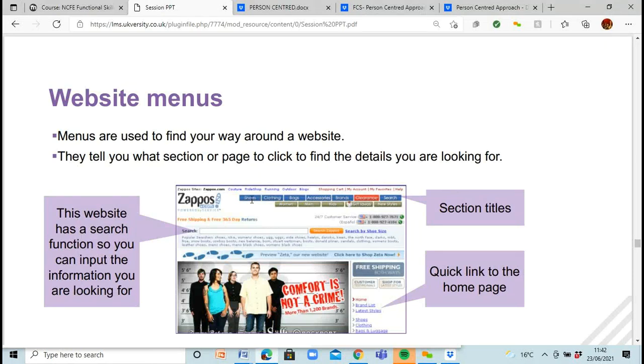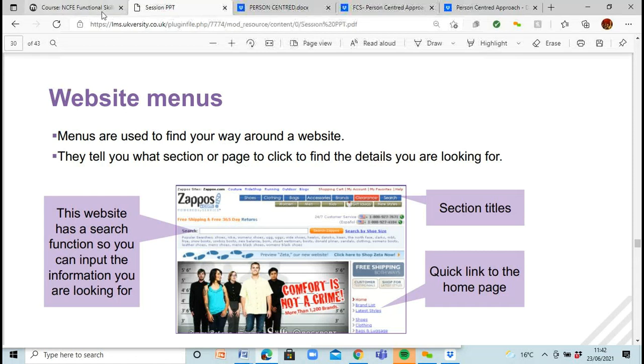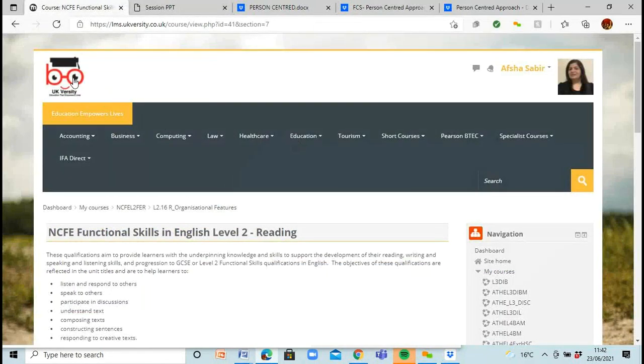Then website menus, like I just showed you, we have that drop-down list where you can do search. You've got search features, you've got section titles, you've got links to a homepage or particular pages. If you're going on Moodle on here, you'll probably have links. I'll show you what I mean actually. Let's click on there.